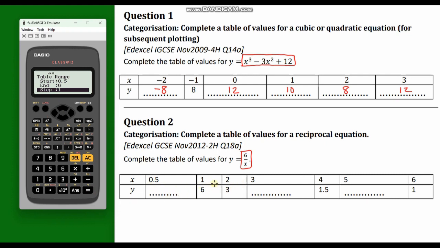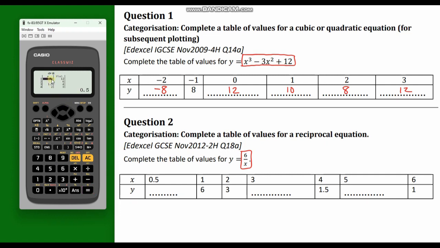Be a bit careful here because it's not 1. Although the difference between these numbers is 1, the difference between these two is 0.5. So if we type in 0.5, although we're going to get more values than we need, we can just skip every other one. So now if we press equals and then equals again, we've got our table of values.